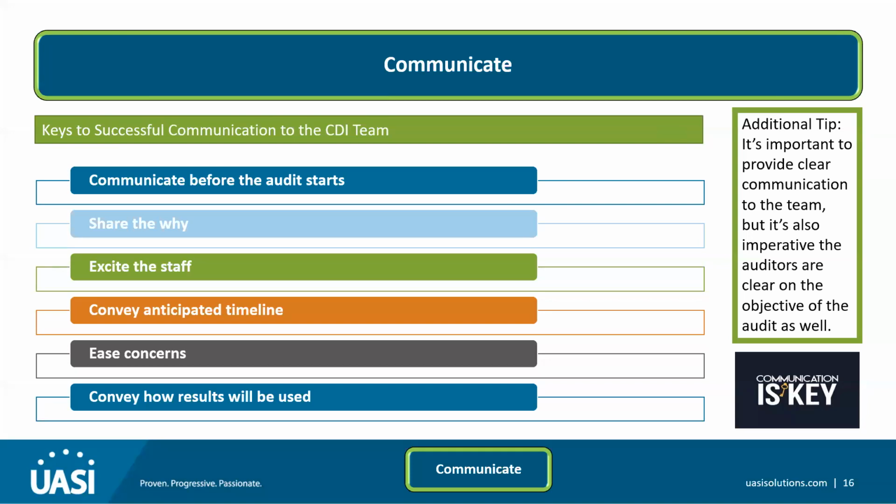And then, of course, convey how the results will be used. Let them know you'll be planning to share group results and meet with them individually. And again, easing the concern, nobody likes public shaming, so let them know that that's not the process you'll be using. One other quick tip with communication: it's important to provide clear communication to the team, but it's also really imperative that the auditors are clear on the objective as well. You don't want your auditor to review hundreds of records on your people and then realize that they didn't evaluate the one thing you were looking for. So make sure it's communicated both to your team as well as the people that are going to be auditing.